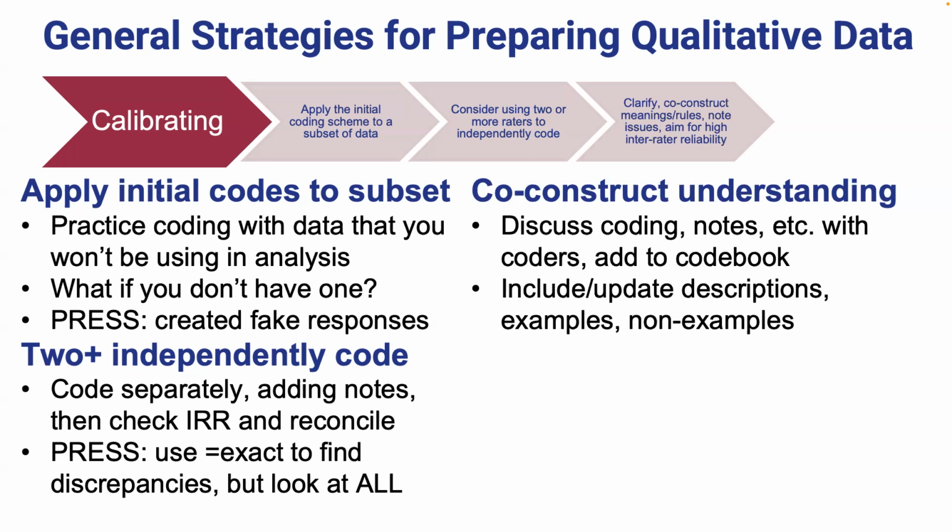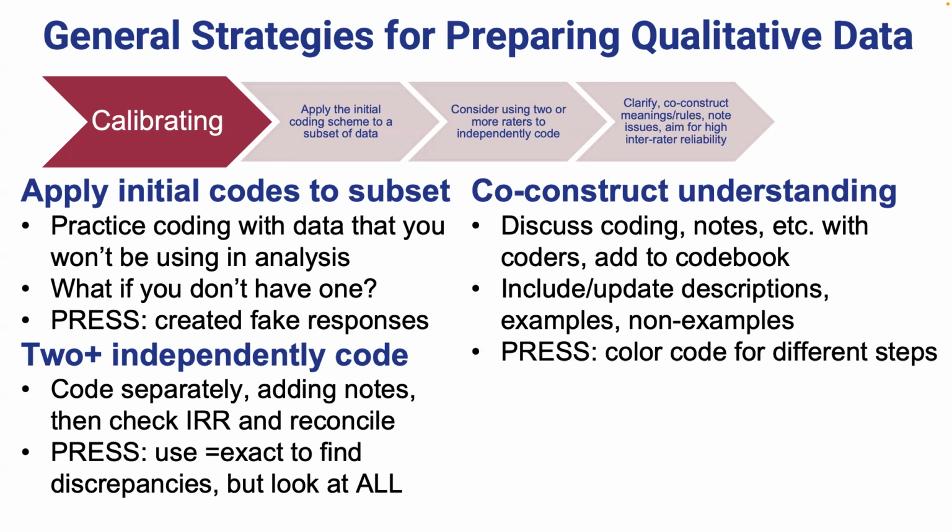I cannot emphasize this enough. This is when you're like, oh no, I probably should have broken that down, or I probably should have combined them. I didn't need to split it into four different levels, I could have just had one. This is where you're co-constructing the code book.